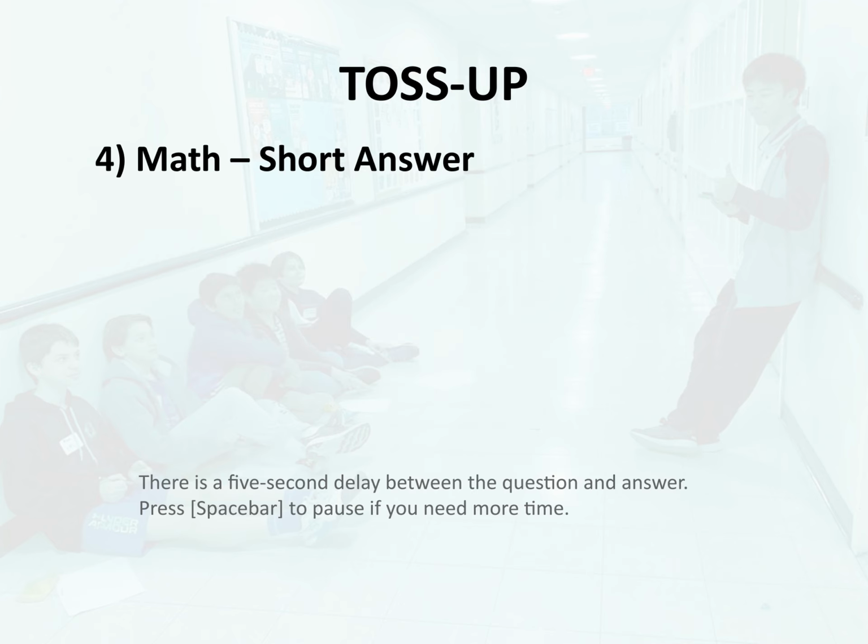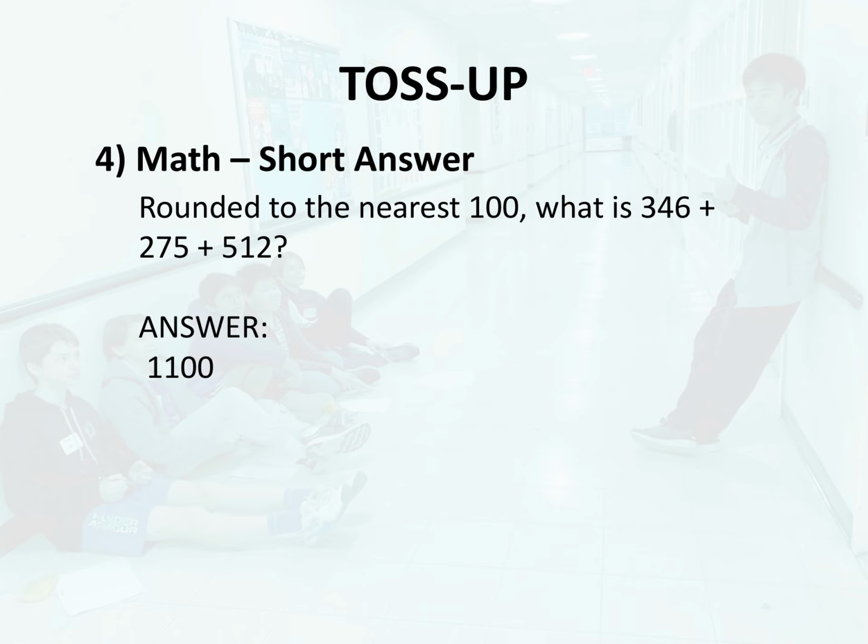Toss-up 4. Math, short answer. Rounded to the nearest 100, what is 346 plus 275 plus 512? Answer: 1100.